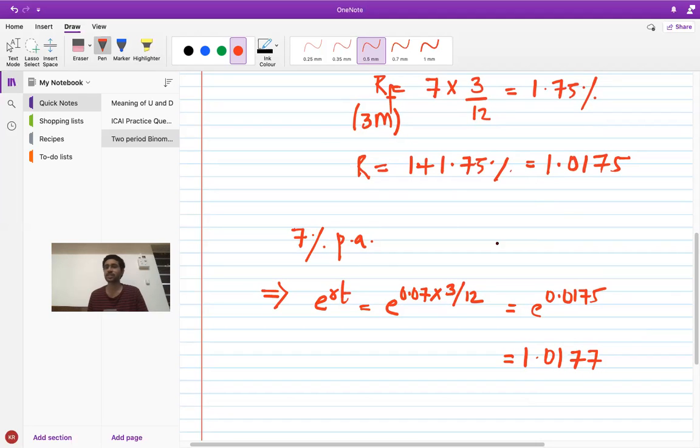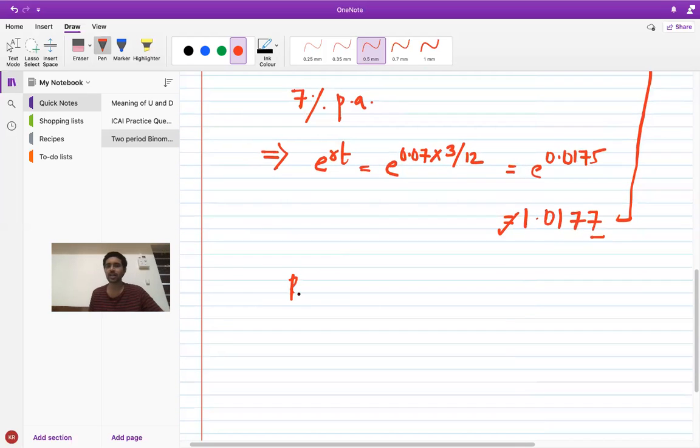It is 1.0177. The difference between compounding on a quarterly basis and compounding continuously is only in the last decimal. The remaining portion is actually the same. When you're compounding continuously, your 1 rupee today grows at an increasing rate, and that additional increase is basically that fourth decimal. That is the only change, but we have to use this number. Although the difference is very small, we will have to use this 1.0177.